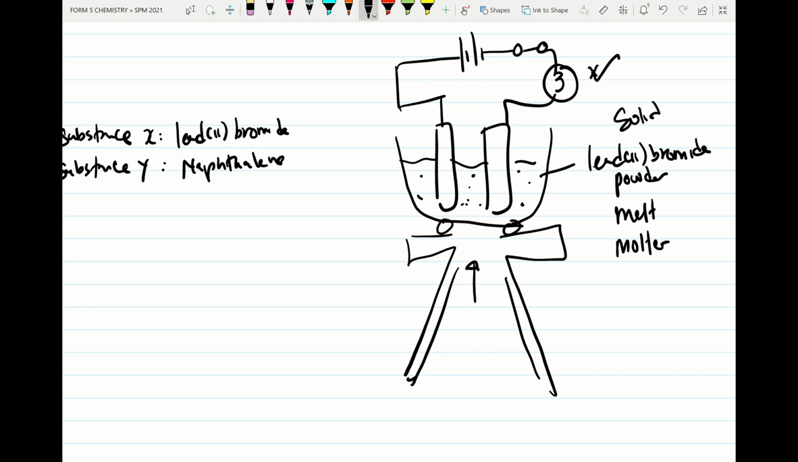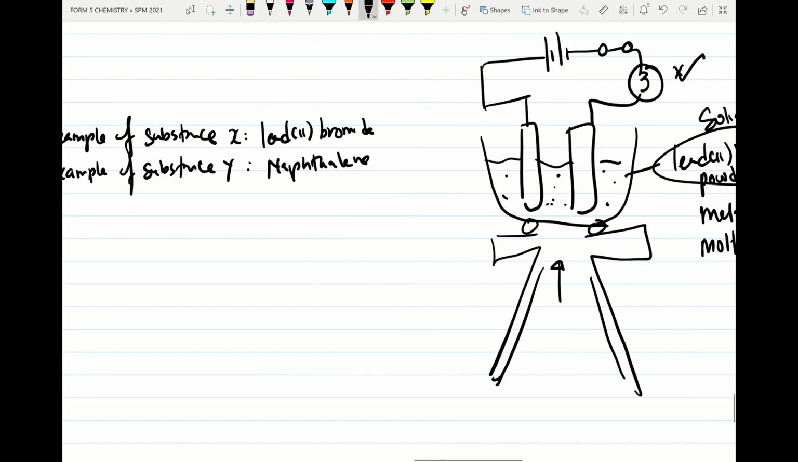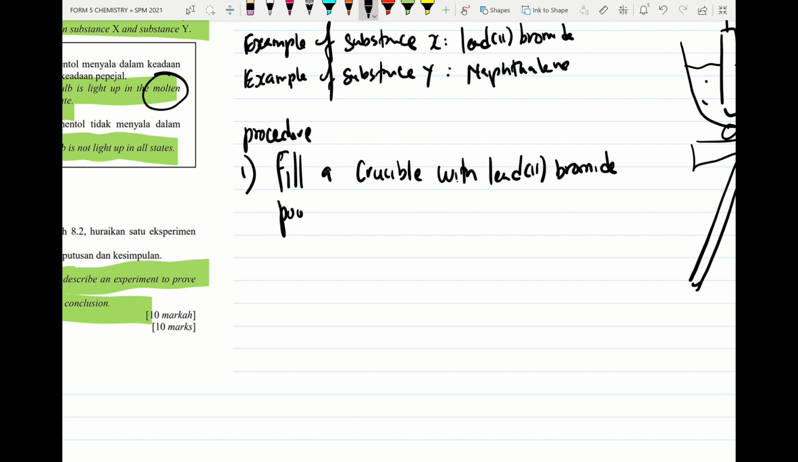Then we repeat the step by replacing lead(II) bromide with naphthalene. All right, so this is the experiment that we should write in the procedure. Procedure number one: fill a crucible with lead(II) bromide powder until it is half full.